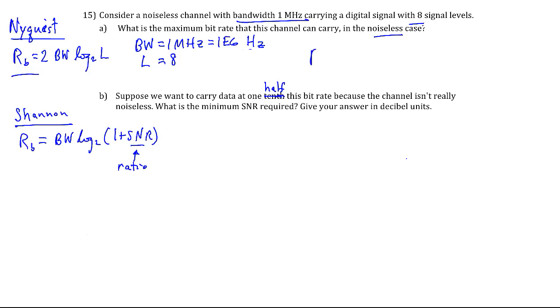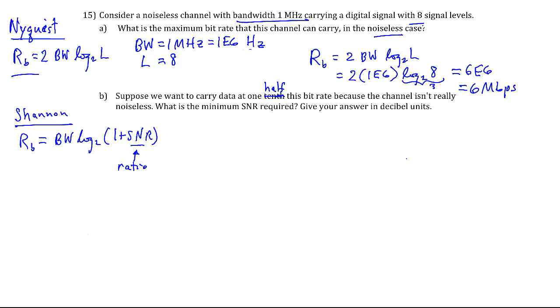and I can plug directly into this equation to get that maximum bit rate. RB is twice the bandwidth times log base 2 of L, which is twice, the bandwidth is 1e6, and the log base 2 of 8. You should immediately recognize that 2 cubed is 8, and so the log base 2 of 8 is 3. And so we have 3 times 2 times 1e6, or 6e6, or 6 megabits per second. For part A, that is the maximum bit rate.